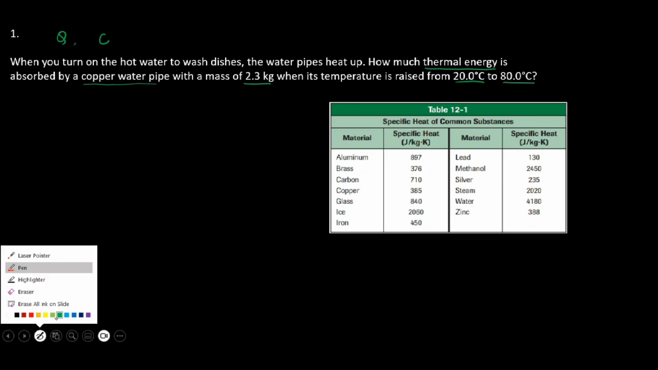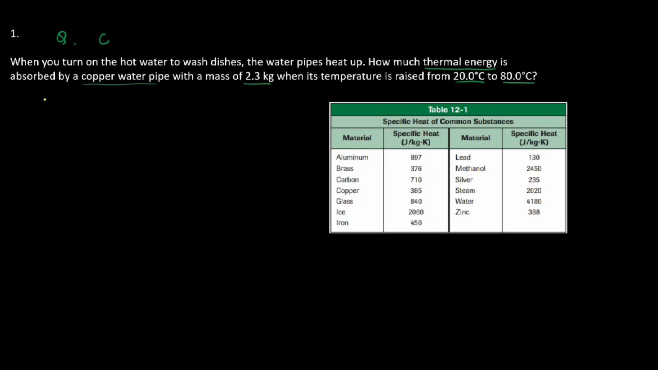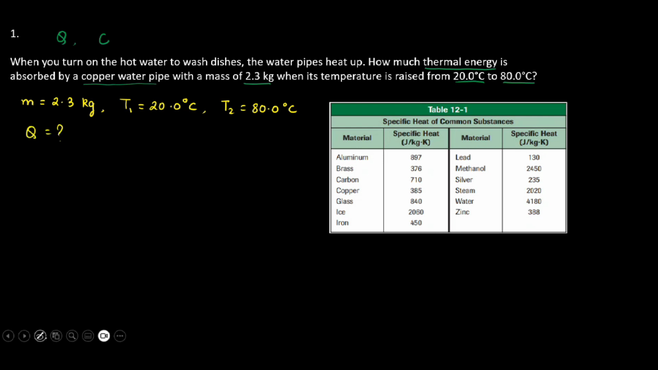Let us first write down what is given to us. The question has given me the mass of the copper pipe, which is 2.3 kilogram. I have the initial temperature, which I will call T1, 20 degrees Celsius. And we have the final temperature T2, 80 degrees Celsius. They want us to find the thermal energy absorbed by the copper.